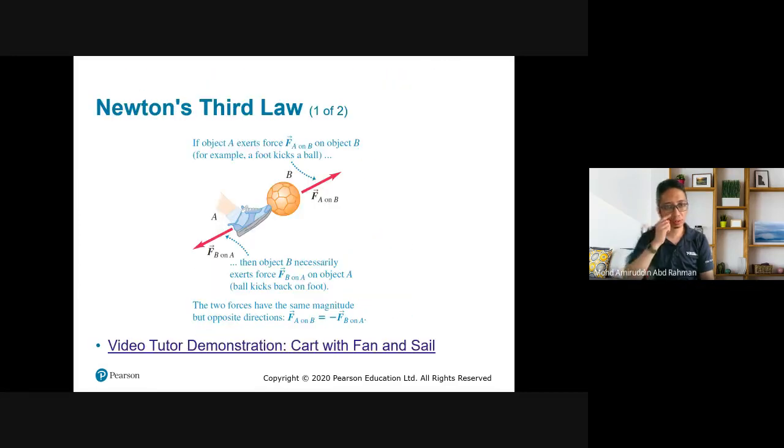All right, so let's have a look at Newton's third law. If object A exerts force F_AB on object B, and object B exerts force F_BA on object A, then the forces have the same magnitude but the opposite direction. So let's have a look at the example over here. This is Newton's third law.